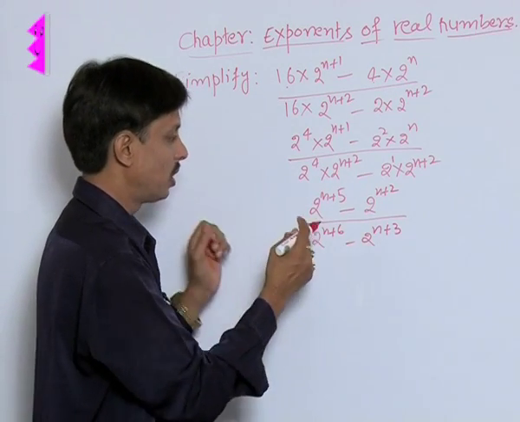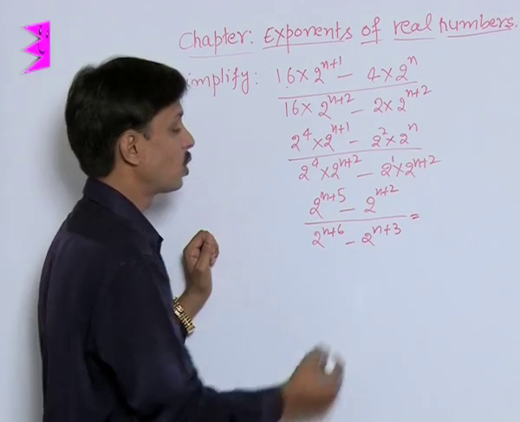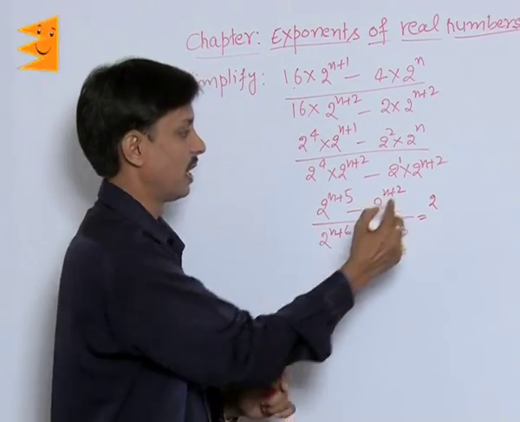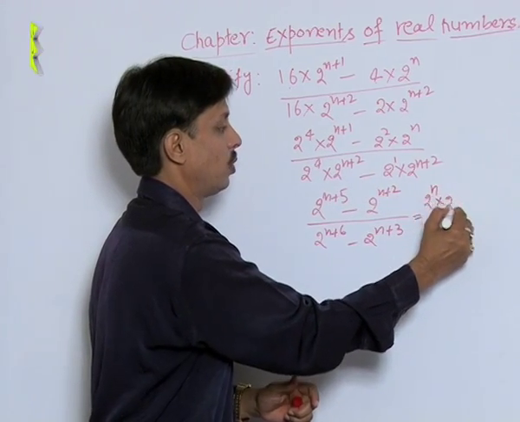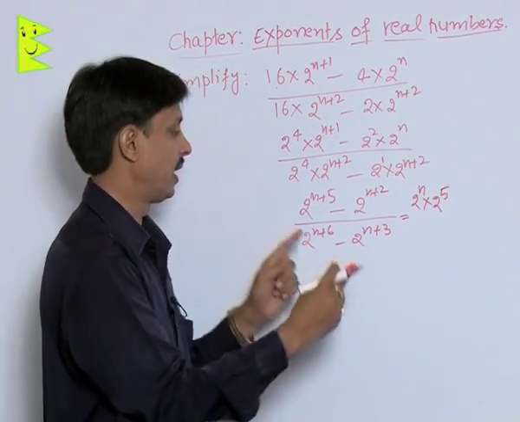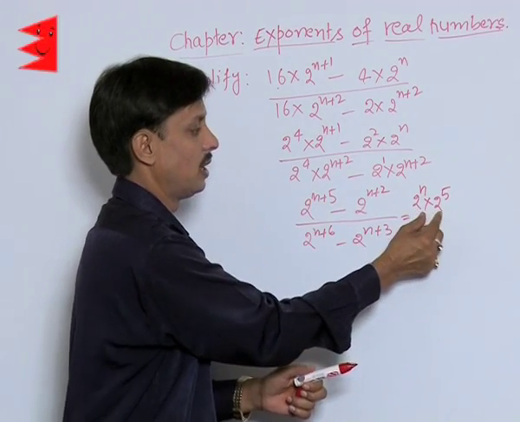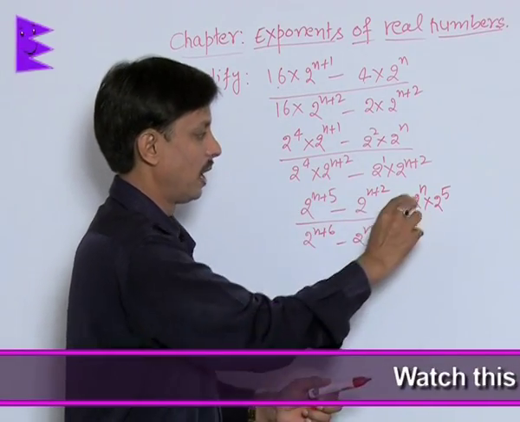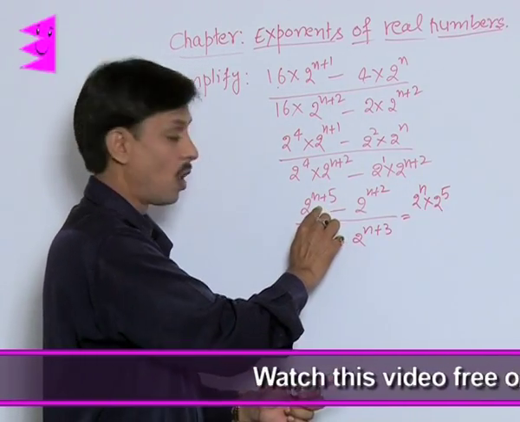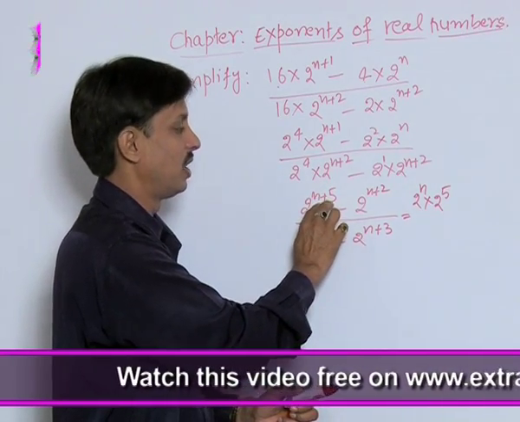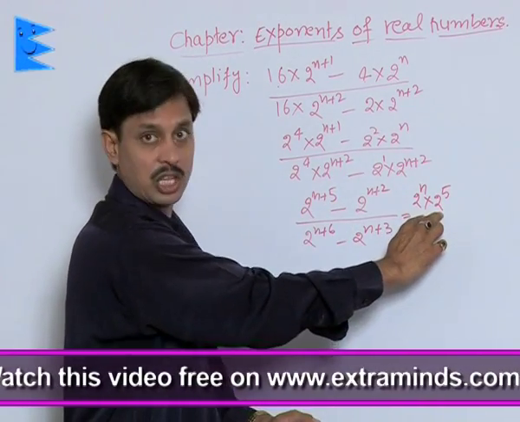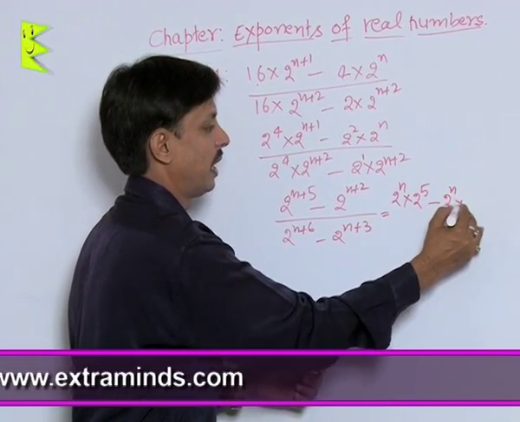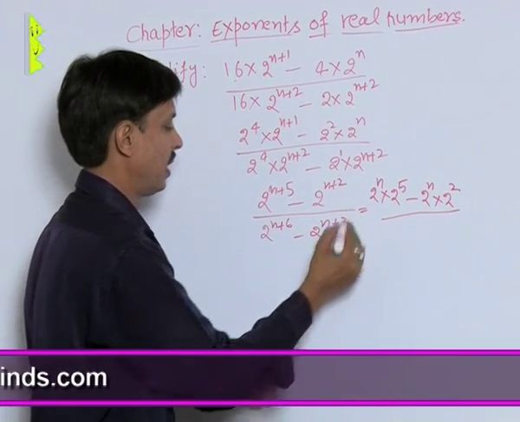Now, in order to simplify, 2 raised to the power n plus 5 can be written as 2 raised to the power n into 2 raised to the power 5. I have separated the variable and constant powers separately, same base, reverse of it. When a product is there, powers can be added, or on the same base if two different powers are there, they can be written in the expanded form like this. Minus 2 raised to the power n plus 2 can be written as 2 to the power n into 2 to the power 2, divided by.